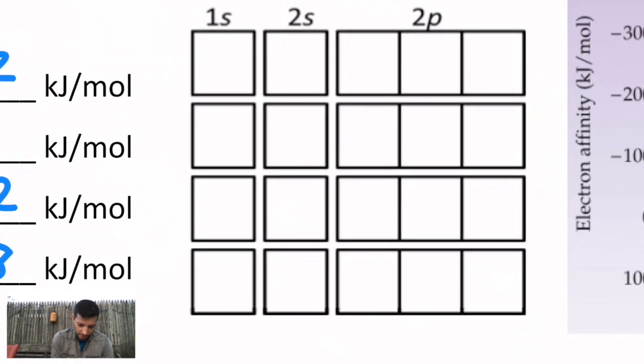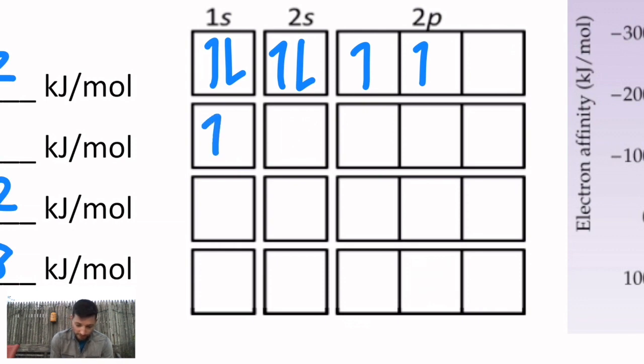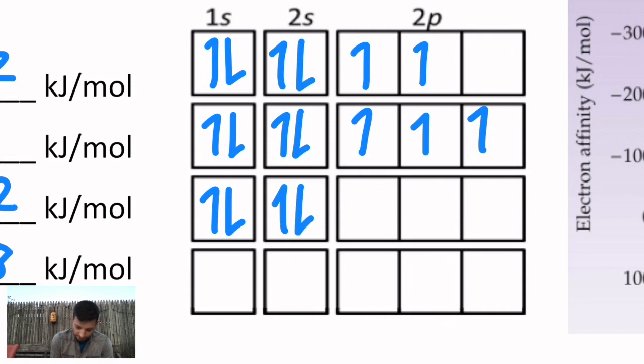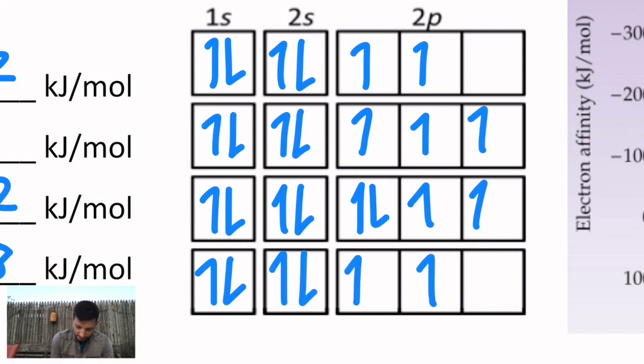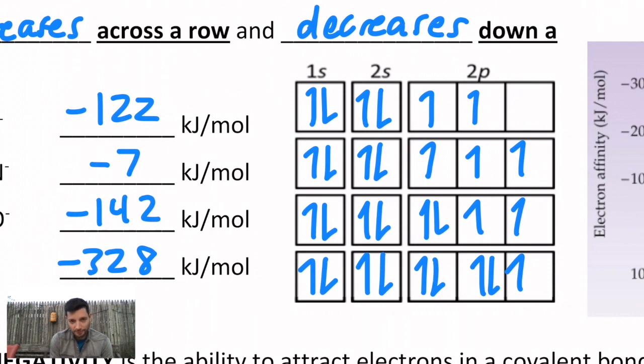Carbon is 1s2, 2s2, 2p2. Remember Hund's rule, fill the orbitals singly before they occupy. Nitrogen is 1s2, 2s2, 2p3. Oxygen, 1s2, 2s2, 2p4. And then fluorine, 1s2, 2s2, and then 2p5. Now, in order to describe electron affinity, I'll put another electron in a different color.